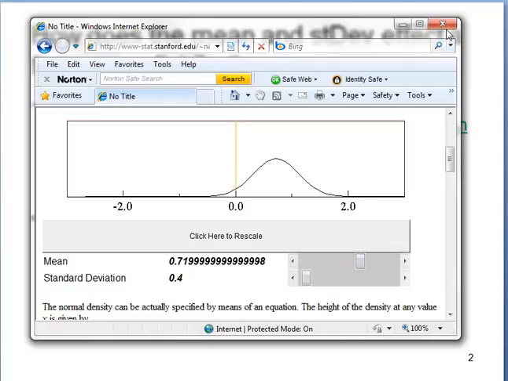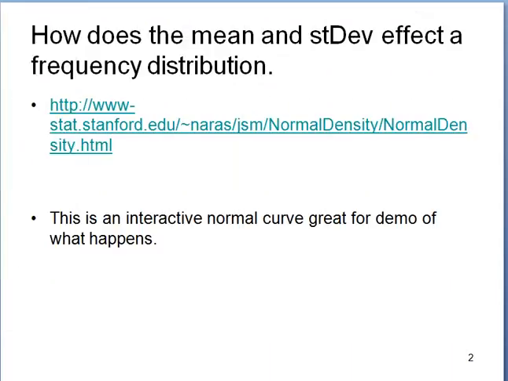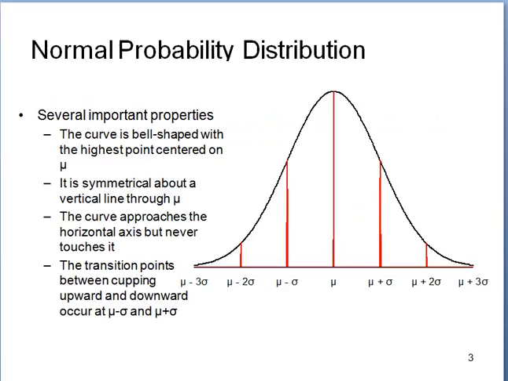So keeping those things in mind, we're now going to take a look at what a normal probability distribution is. When we look at this, we have several important properties. First of all, notice that the curve is a bell-shaped curve, with the highest point at the center, and we say that's mu, the mean of the population. Notice that it's also symmetrical.